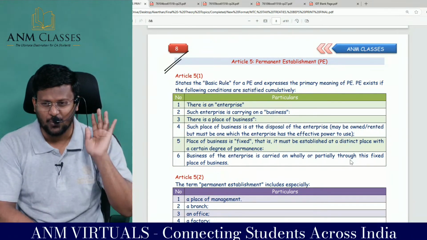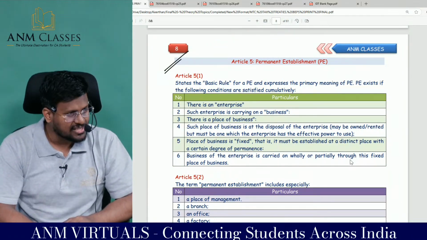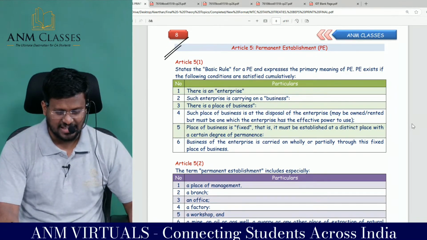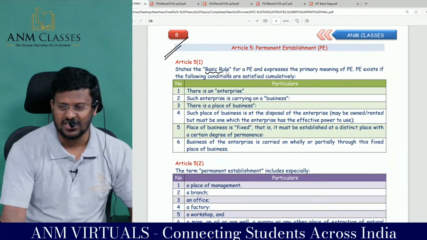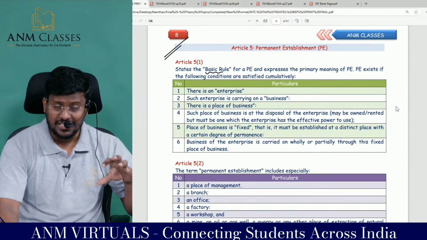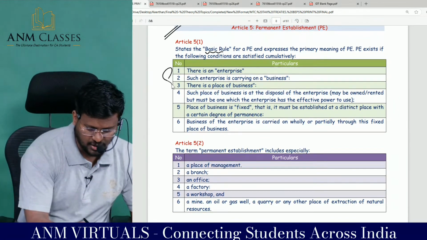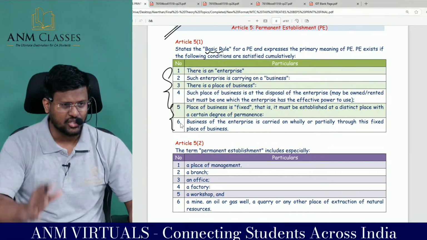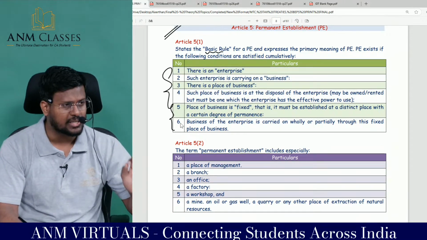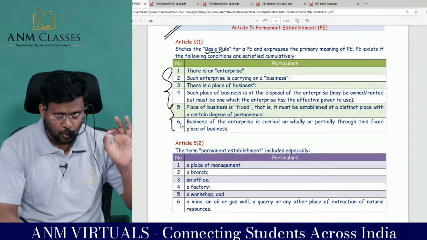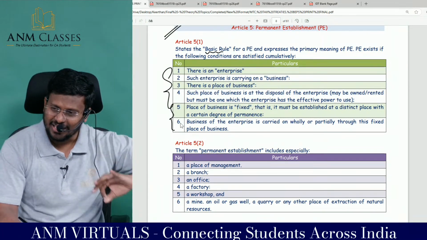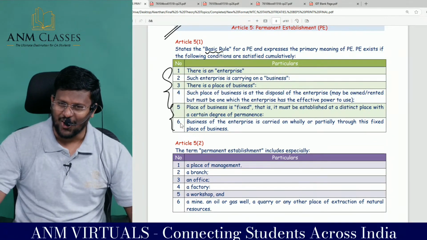Generally business profit will be taxed based on the residence principle. So Article 5.1 states the basic rule for a permanent establishment and expresses the primary meaning of the permanent establishment. A permanent establishment exists if the following conditions are satisfied cumulatively. If the 6 conditions are cumulatively satisfied, then you can say that there is a permanent establishment. Once you prove that there is a permanent establishment, business profit will be taxed in the country of source and not in the country of residence.